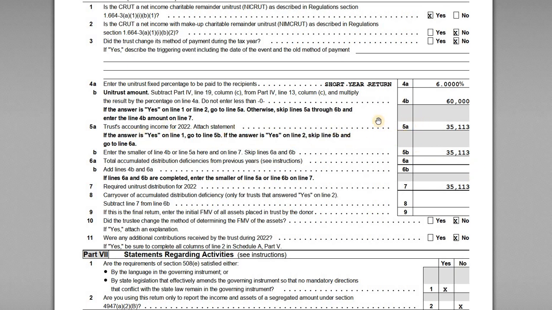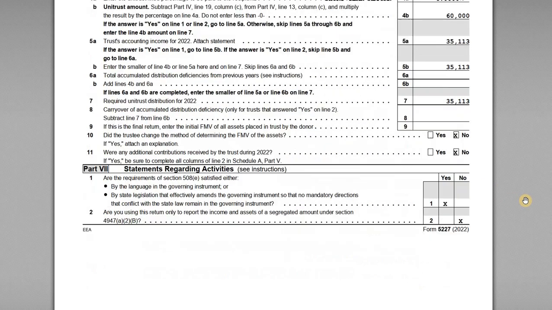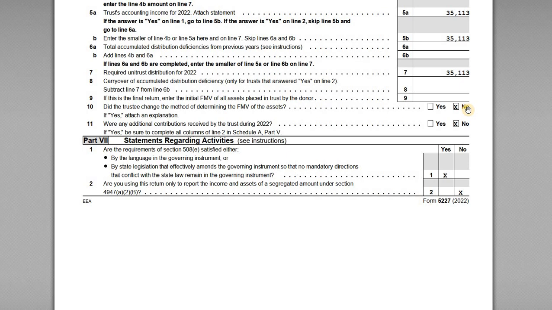So 5A, asking us for a trust accounting income, $35,113, and then it's asking us to enter the smaller of those two numbers, right? Because we have a net income CRUT. It's the lesser of net income or that Unitrust percentage amount. So the required Unitrust distribution amount for 2022 is going to be this lower number, the $35,113. So questions 10 and 11, no, we didn't change the method of valuing FMV for the assets, and no additional contributions received during 2022. We just had the initial funding of the trust, and then that was it.